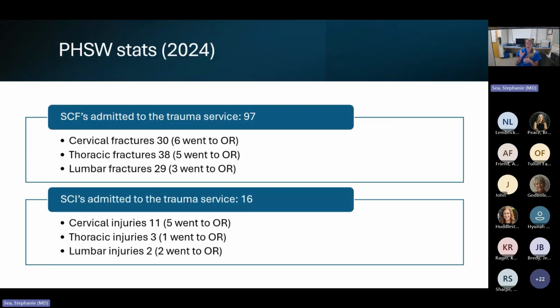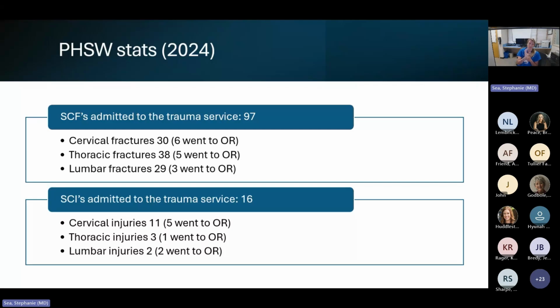Our stats here, we took a quick snapshot. Danielle went back through our registry for 2024, just to be able to show you guys what we actually saw here at Southwest. These are spinal fractures that were actually admitted. A lot of times patients do come in with incidental fractures, and they end up getting discharged or going home. But of the ones that were actually admitted, we admitted 97 patients last year to the trauma service. And then you can see the breakdown of where those levels were. So cervical fractures were 30, thoracic 38, lumbar fractures 29.